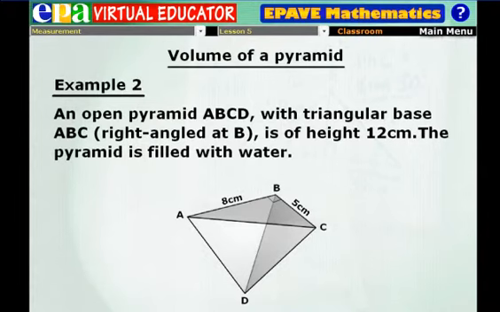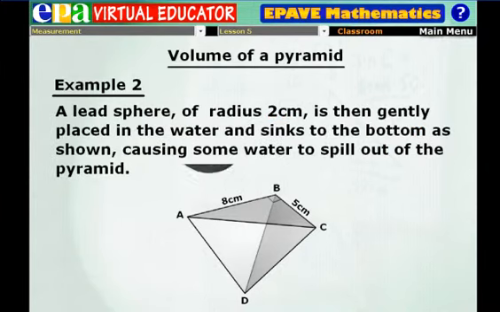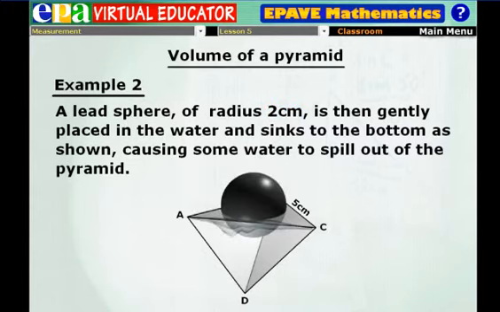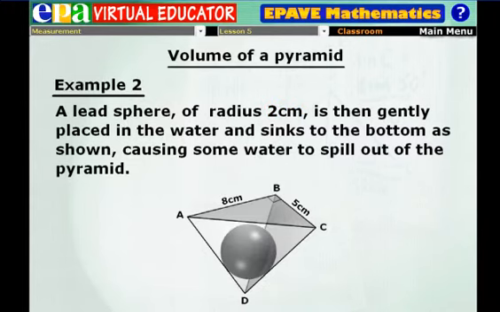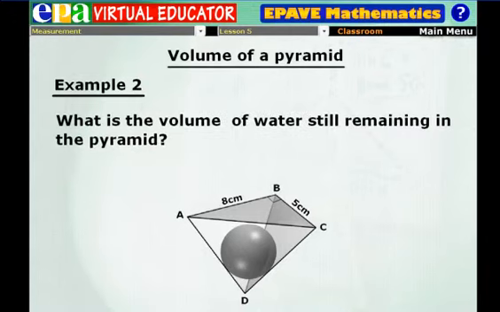An open pyramid ABCD with a triangular base ABC right-angled at B is of height 12 centimeters. The pyramid is filled with water. A lead sphere of radius 2 centimeters is then gently placed in the water and sinks to the bottom as shown, causing some water to spill out of the pyramid. What is the volume of water still remaining in the pyramid?